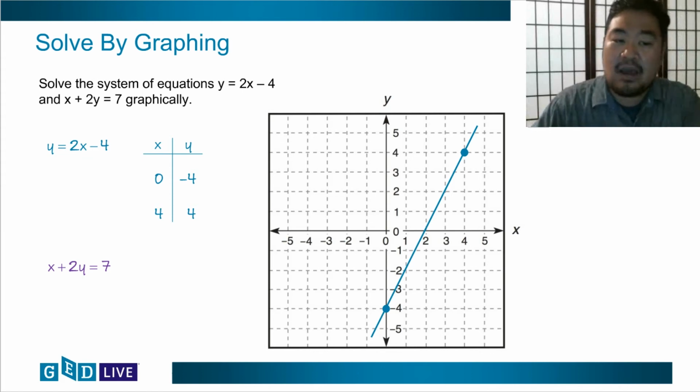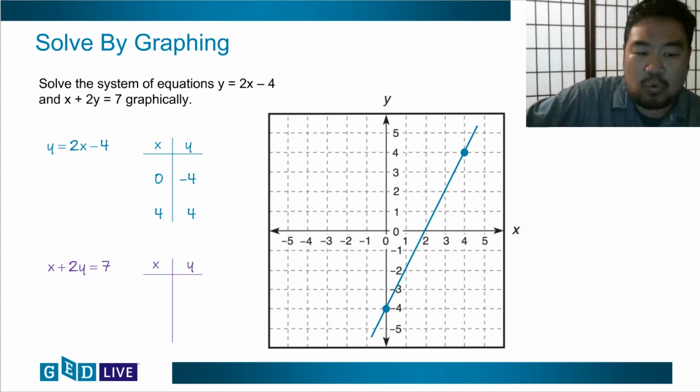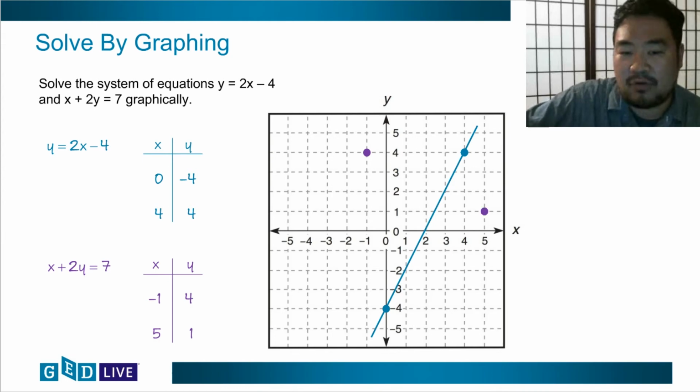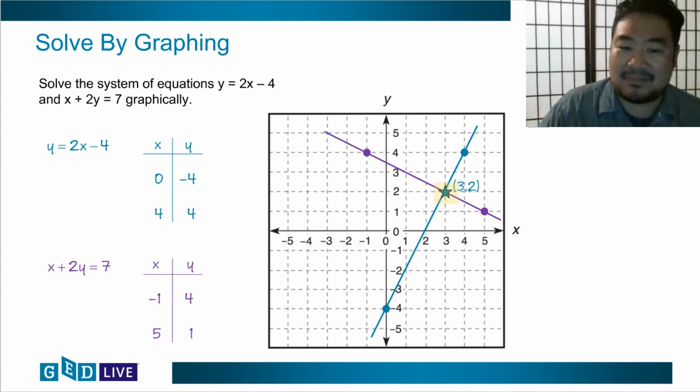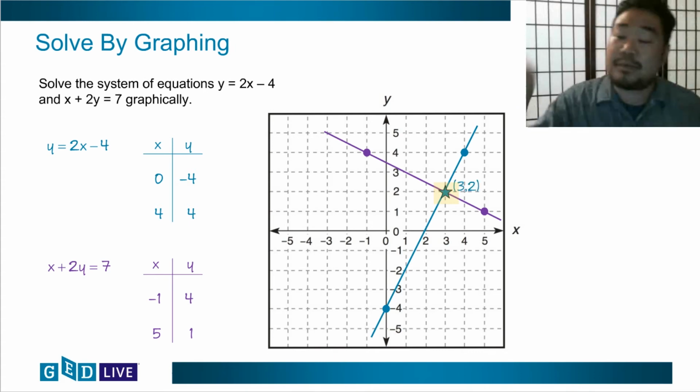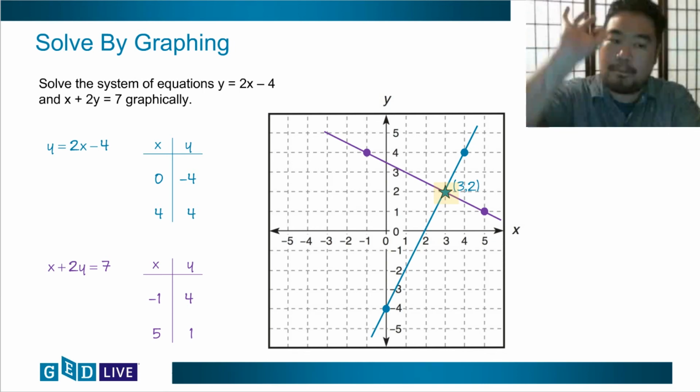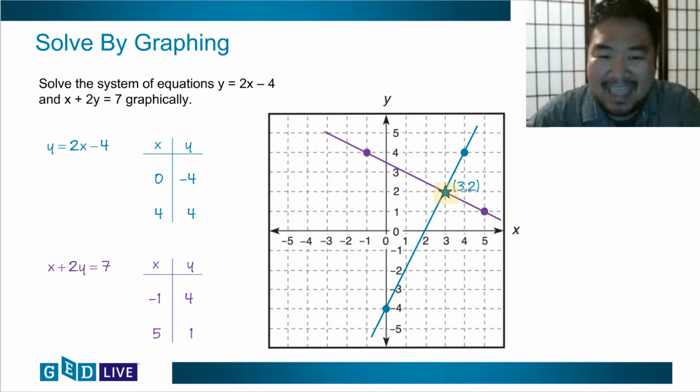Now, for the other line, x plus 2y is equal to 7, again find points for x and y. For instance, if x is equal to negative 1, plus 2 times 4, which is 8, that will give you 7. So one point would be over here, and another point, 5 comma 1, would be over here. Then you may notice, oh, there's my point of intersection, 3 comma 2. So that would be your point of intersection for these two lines, and 3 comma 2 would be the answer that works for both equations.